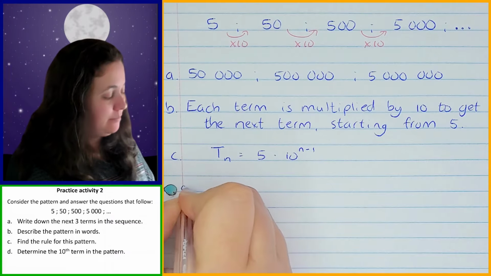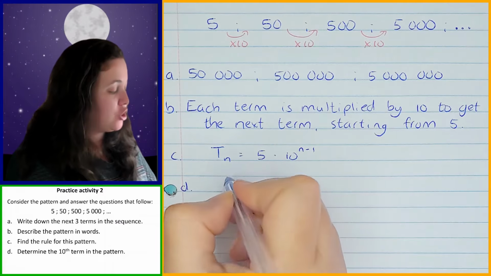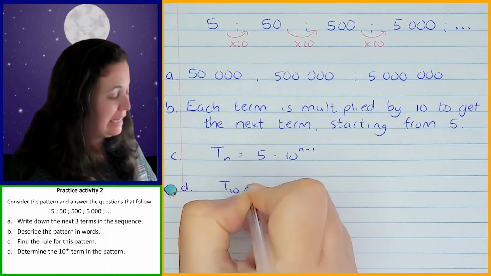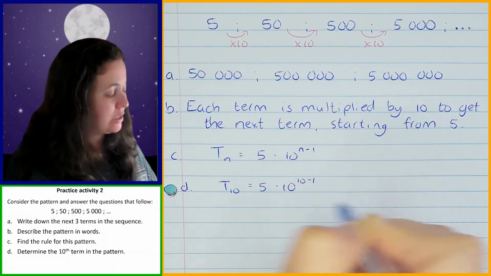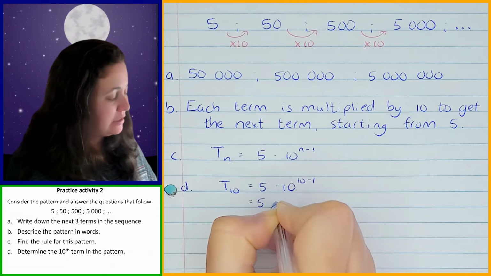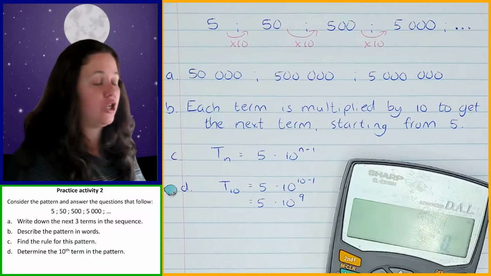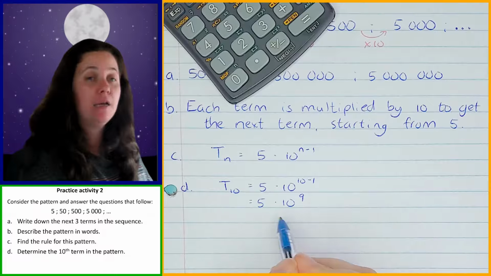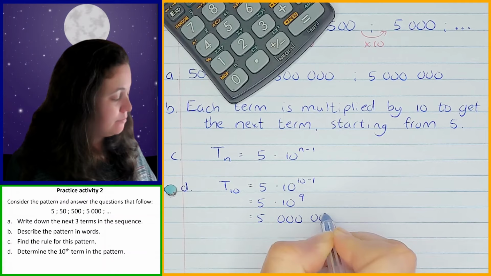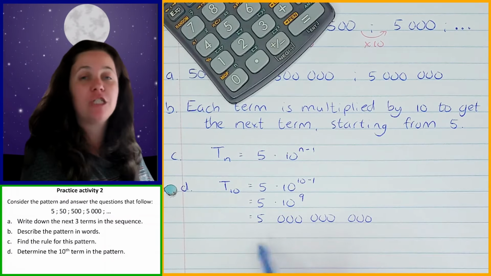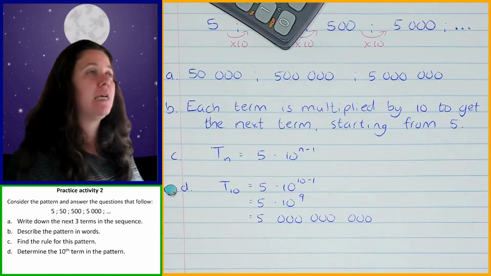And then question D, determine the 10th term in the pattern. So the 10th term is where n is 10. Now I've got T10 equals 5 times 10 to the power of 10 minus 1. That is 5 times 10 to the power of 9, which you can use the calculator for if you want to, but you shouldn't even need to, because you should know that this is 5 and then 9 zeros. That's basically the same as when we were working with scientific notation over there. Okay, right, so that was question 2.